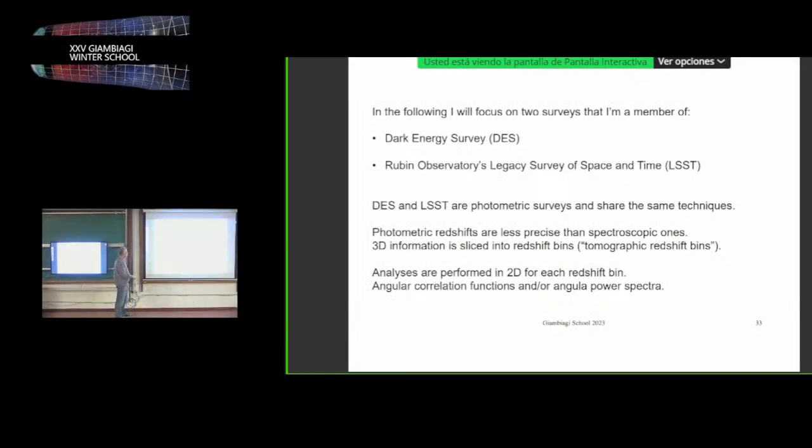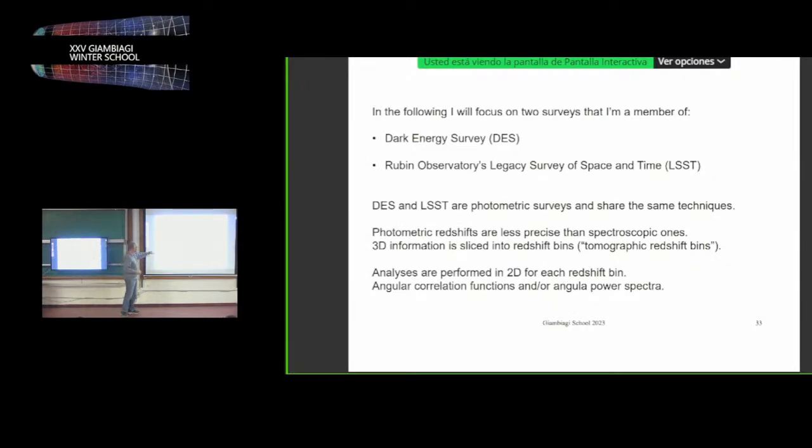So what we do is that we slice the space in bins of redshift. These are called tomographic redshift bins. I'm going to talk a little bit more about this, and then we perform analysis in each bin, with everything projected in the area. So it's a two-dimensional analysis.